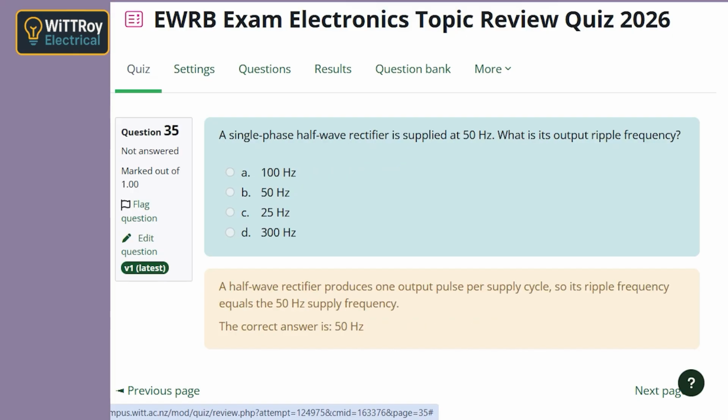Question 35. A single-phase half-wave rectifier is supplied at 50 Hz. What is its output ripple frequency? I selected 50 Hz. Yes, your choice is correct. A half-wave rectifier produces one output pulse per supply cycle, so its ripple frequency equals the 50 Hz supply frequency. I'll keep that in the strong column and focus on the rectifier calculations.